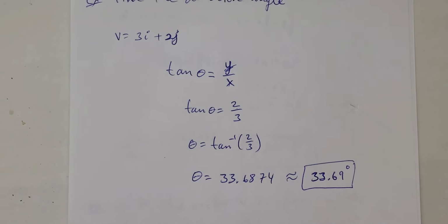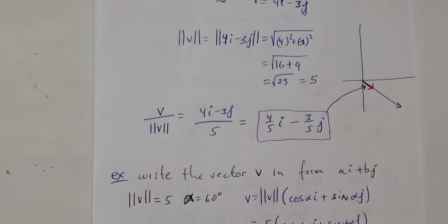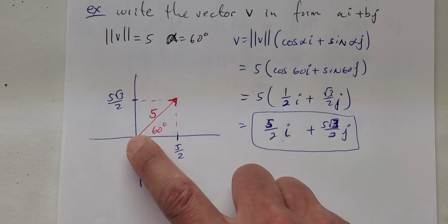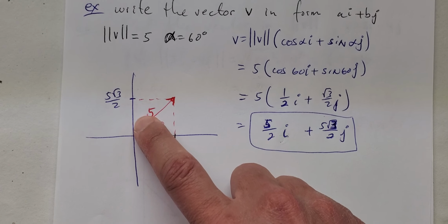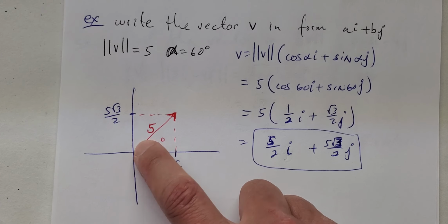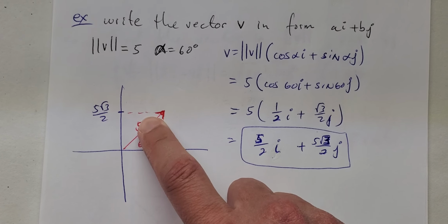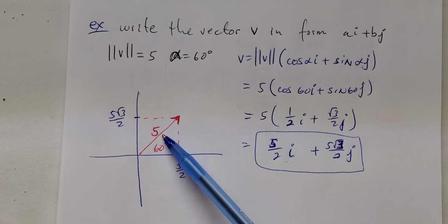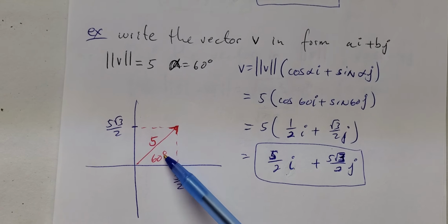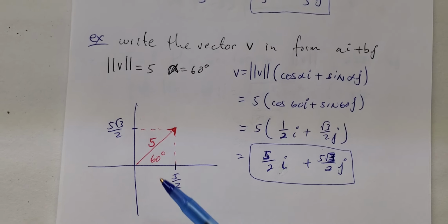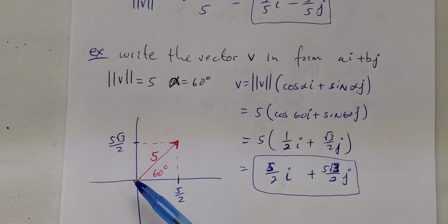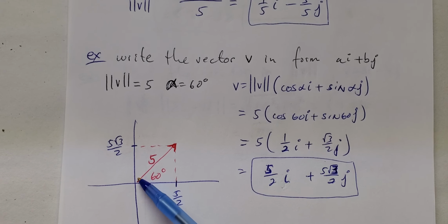Let me go back to the second page. A vector has a direction, a length, and an angle. And a position vector is always at the origin.